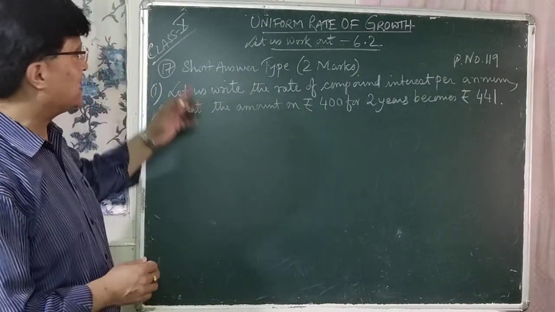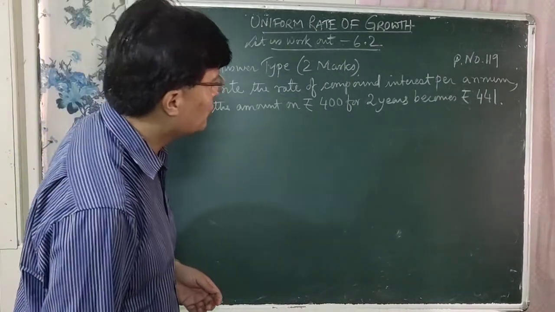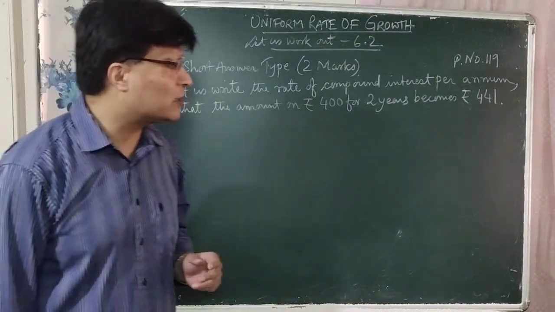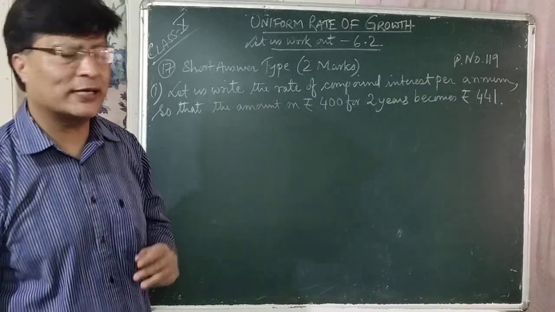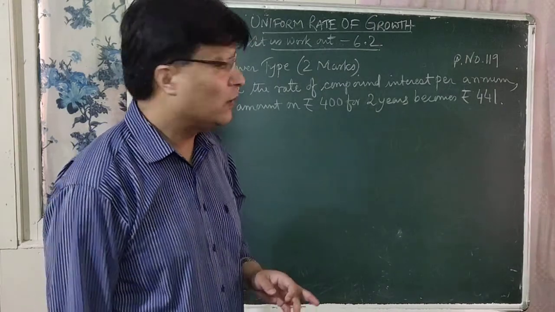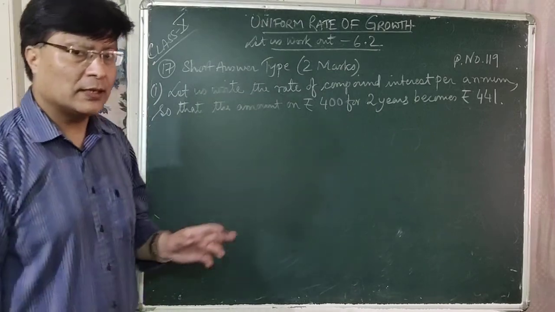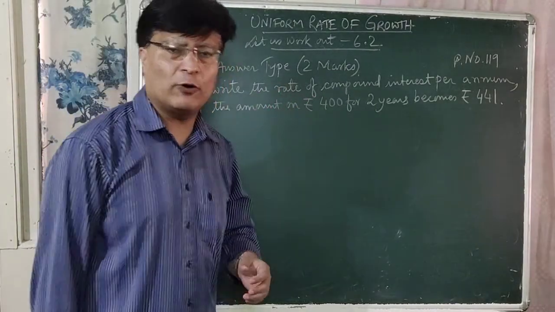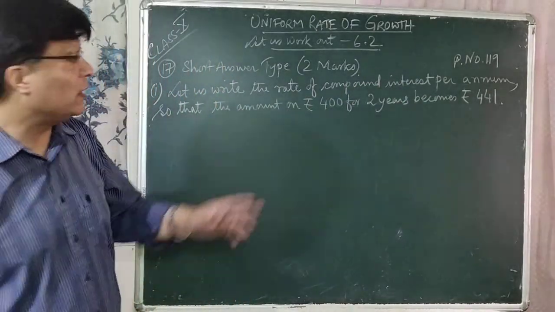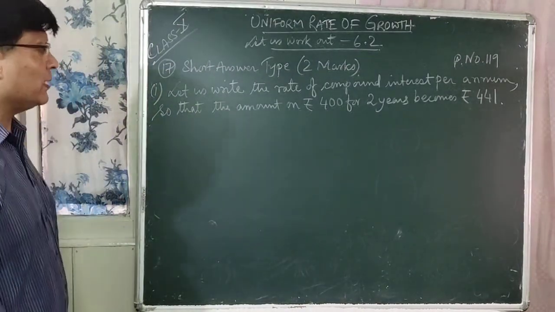So question number 17.1 is, let us write the rate of compound interest per annum. That means you have to get the value for R, so that the amount on rupees 400 for 2 years becomes rupees 441. That means this 400 is the principal, which becomes the amount, rupees 441, in 2 years. So you have to find out the rate of compound interest per annum.